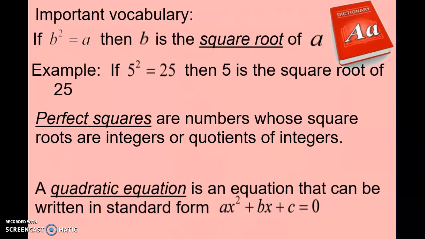So we know what a square root is. A square root is a number times itself that will give us a perfect square. Perfect squares are the numbers whose square roots are integers. And you know that a quadratic equation has all of its variables on the same side.